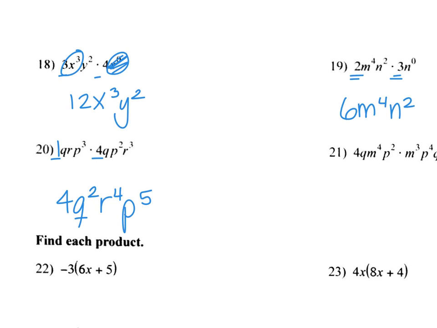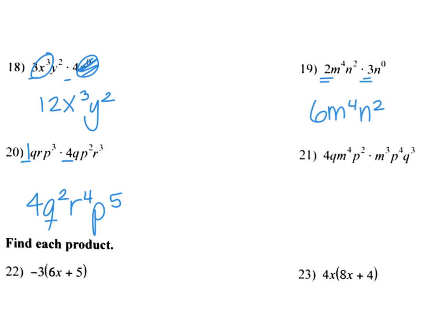And then on my last one, 4 times 1 again, which is going to give me 4. And then q's, 1, 2, 3, 4. m's, 4 plus 3 is 7. And then p's, 2, and then 4 more is 6, so that's p to the 6th.